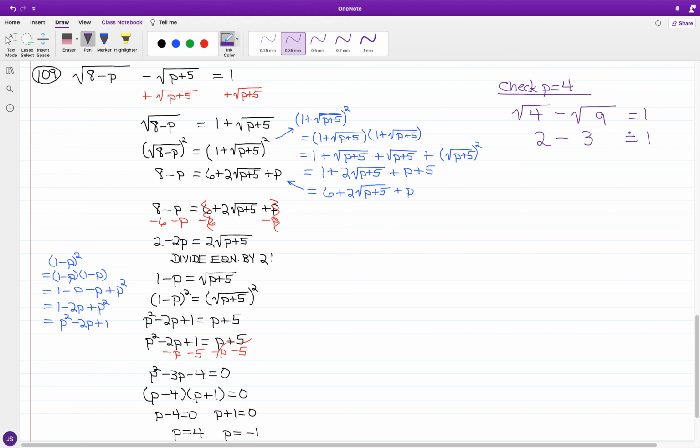Now the right hand side we have fixed at 1. And guess what? 2 minus 3 is negative 1. And that's a false statement. So saying that p equals 4 is a solution is trying to say that upon putting back, negative 1 is equal to 1, which it is not. So 4 is going to strike out.